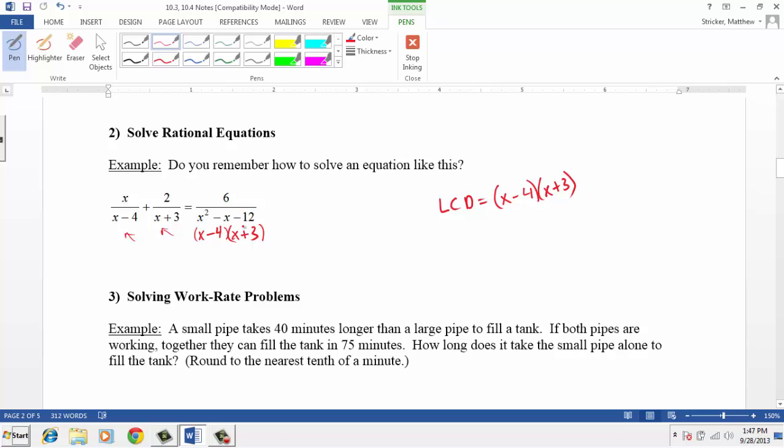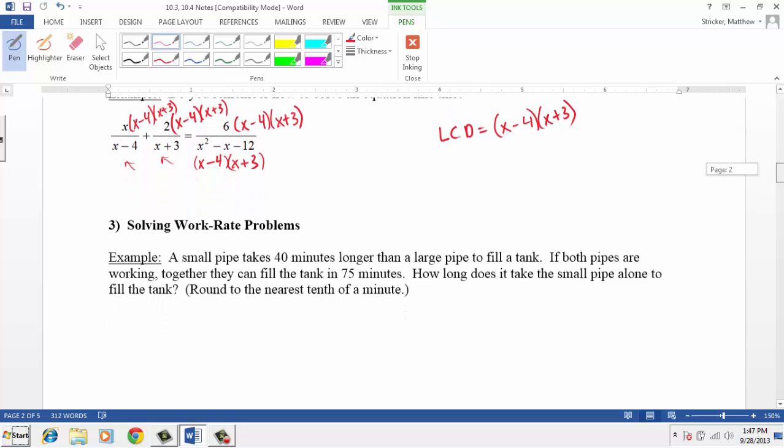To get rid of this right-handed denominator, we need to multiply by x minus 4 and x plus 3. And the rule with any equation, if you multiply one piece by something, you have to multiply everything by that something. And then all our denominators cancel when we multiply. You've done this before. I just wanted to remind you what it looks like.